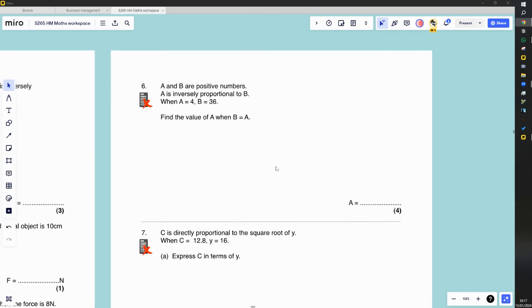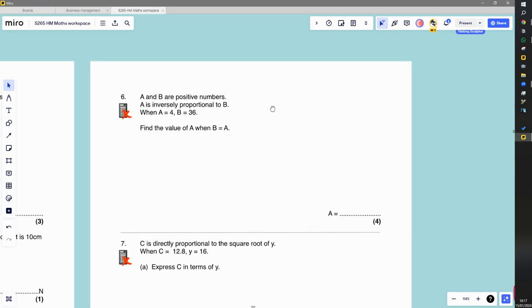So if you look at question 6, A and B are positive numbers. A is inversely proportional to B. So let's just remind ourselves what that all means. A is inversely proportional to B, which just means it's directly proportional to 1 over B. And that would be that A is equal to some constant over B. So we're going to use that now to work out what K is.